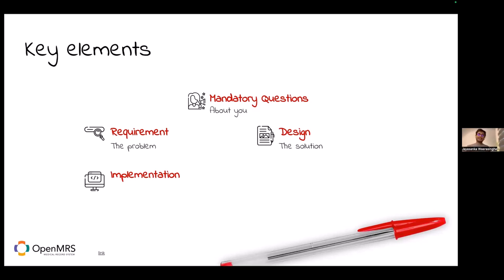Then the implementation. Implementation is how you are going to implement this solution. What are the tools that you are going to use? And maybe you can give reasons behind your choices. Say, I'm going to use React to build this UI because of this reason and that reason. You can come up with your reasoning, and maybe provide some code samples.